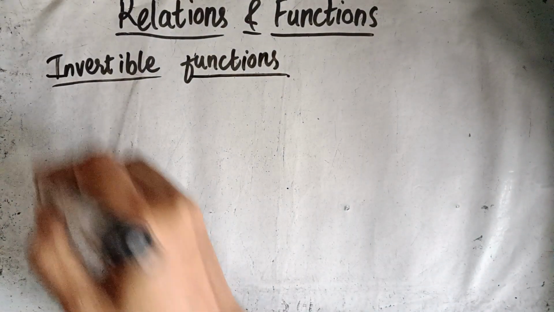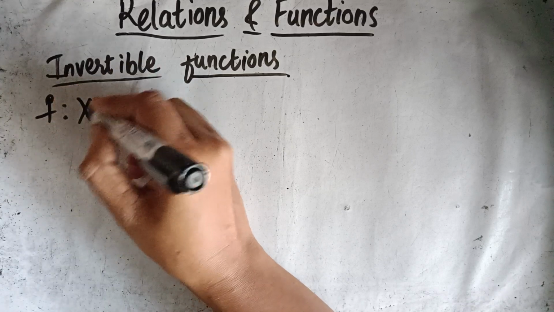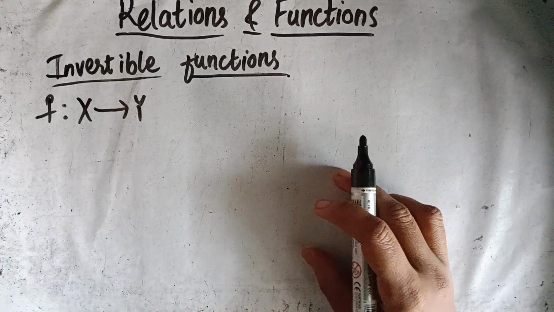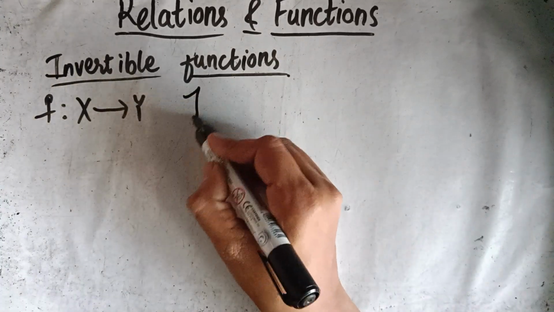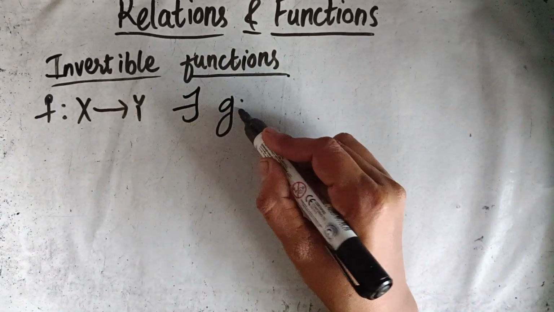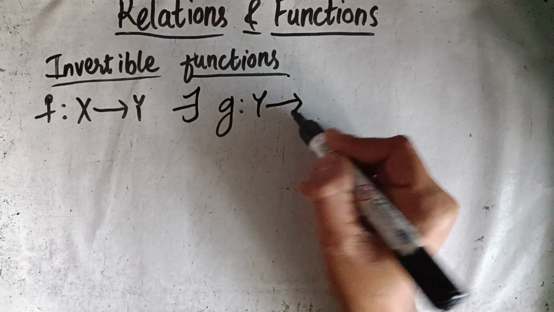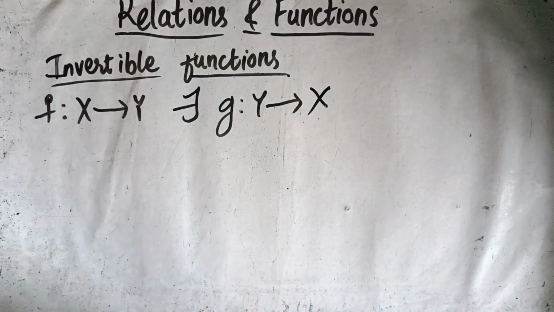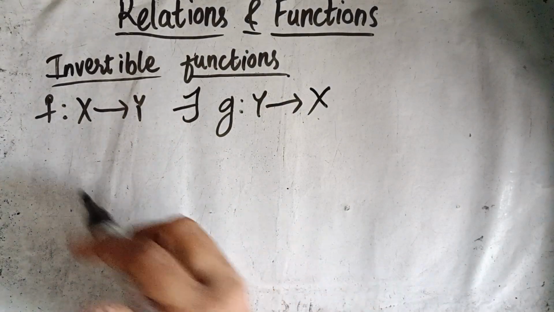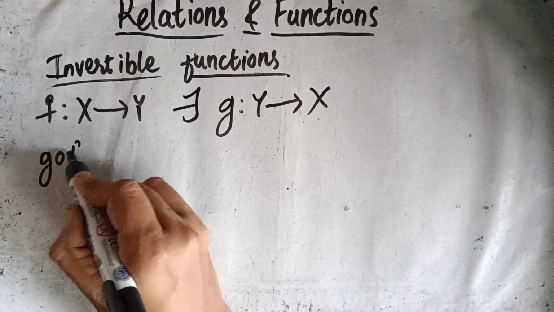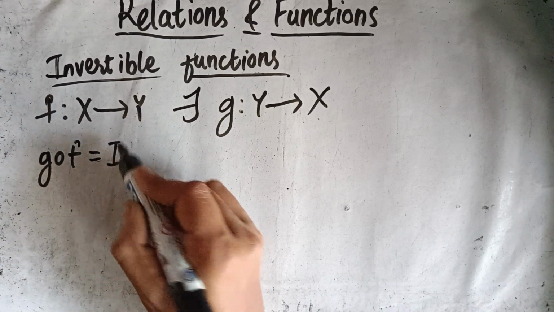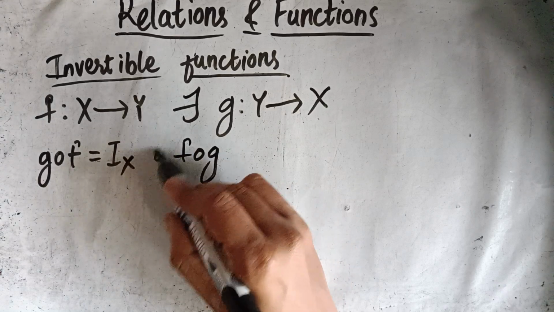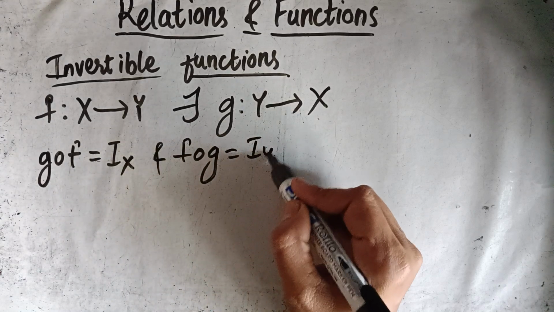So a function f defined from X to Y is defined to be invertible if there exists a function g from Y to X, that is, back, such that g composite f is equal to identity of X and f composite g is identity of Y.